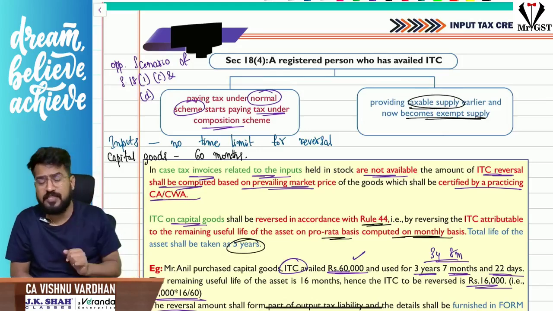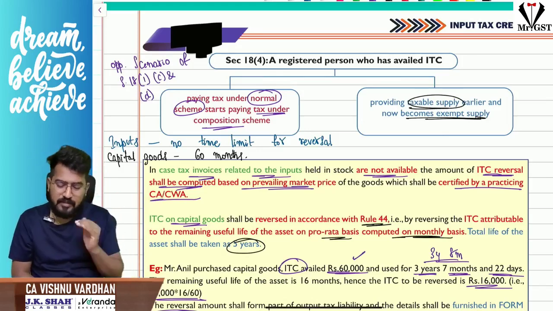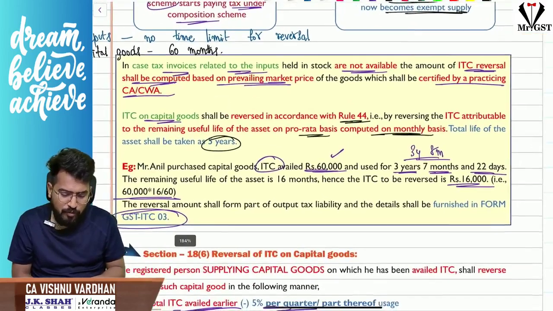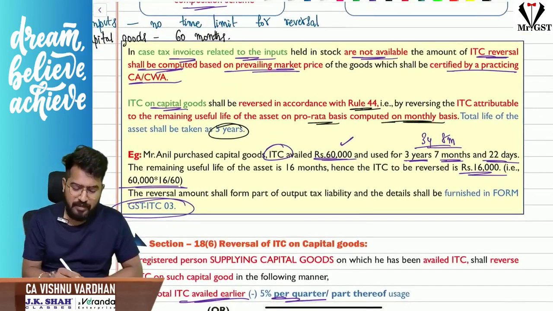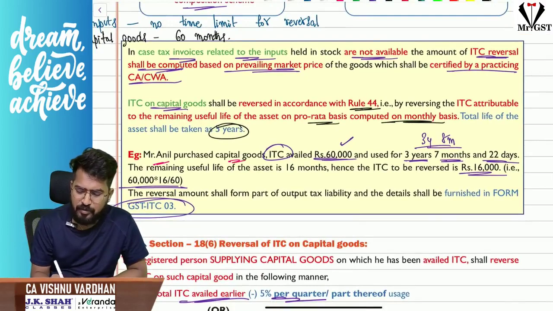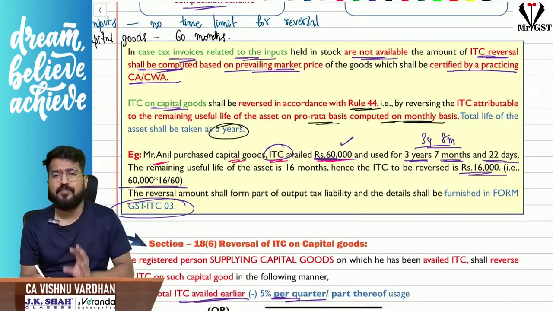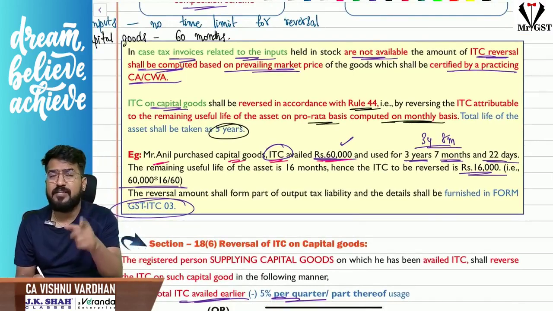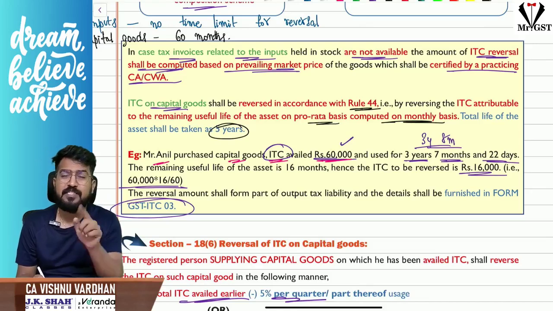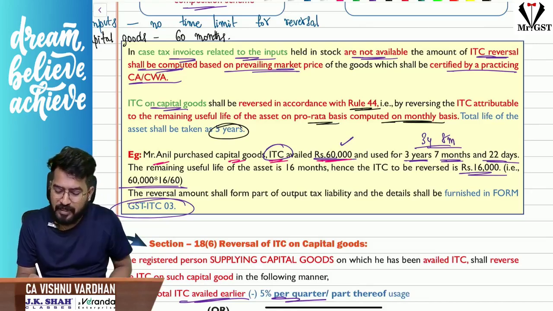Here you have to reverse ITC on a monthly basis. So simple, what we will do, sir, we will see how many months the capital goods is used. For example, Mr. Anil has purchased the capital goods and availed ITC of 60,000. The 60,000 ITC I gave you, assuming that you will use this capital good for 60 months. Now, what happened after 3 years, 7 months, and 22 days?